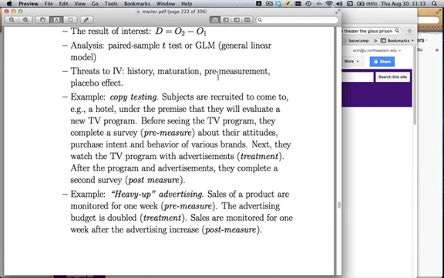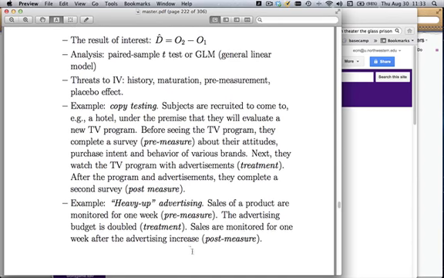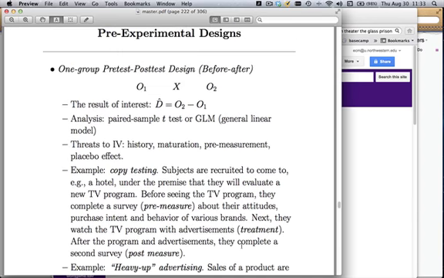The heavy up advertising example is as follows. Let's say that we monitor our sales of some packaged good product for 1 week. Then we do something to our advertising. So we double our advertising budget, perhaps in-store. And then after doubling our in-store advertising budget, we measure our sales. So it seems like a good design, right? Have a pre-measure, and then we measure what happens after we've done that. Turns out this is not a very good design.